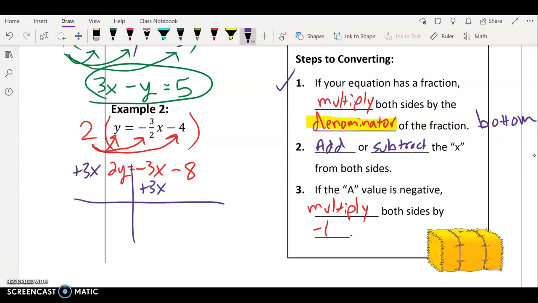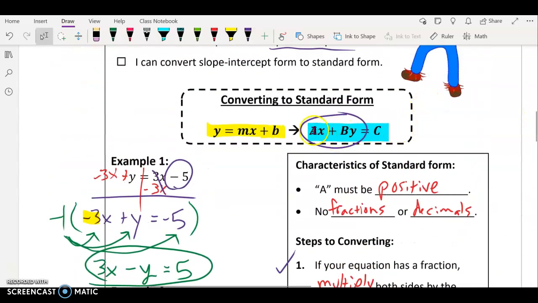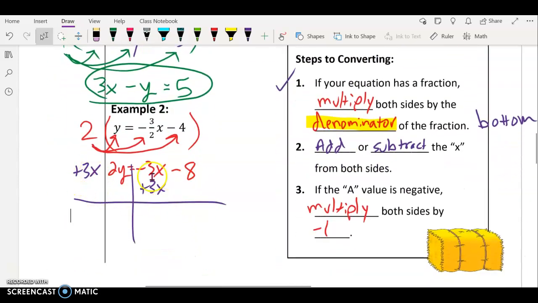The reason why I'm putting it on the left side of the y is because remember in standard form, if we look at it up here, the x is first and the y is second. So I just pushed it in front of the y there. We don't need to put the plus because there's nothing to add it to in the front, but we can put a plus here because they are both positive. Negative 3 and positive 3 add up to 0. All that's left on the right side is negative 8.